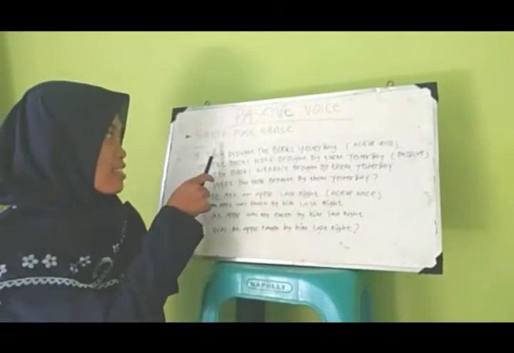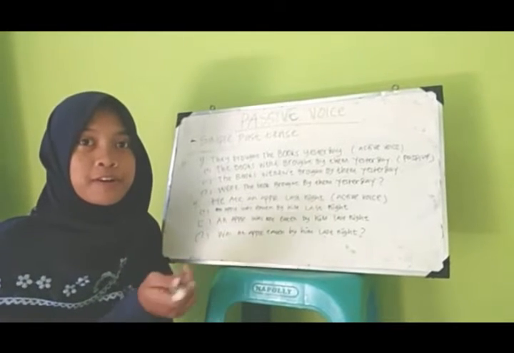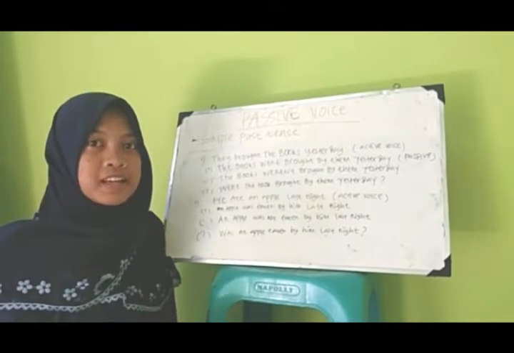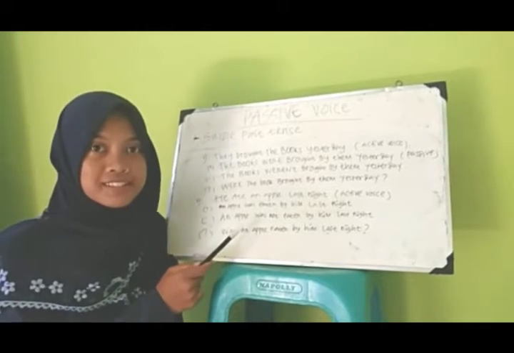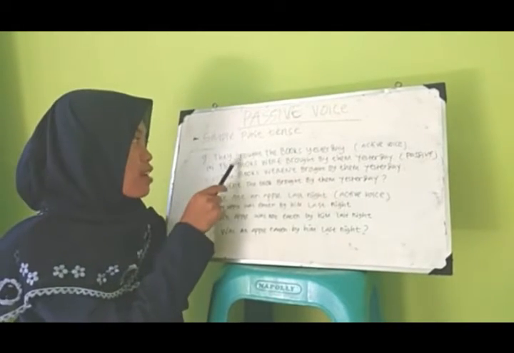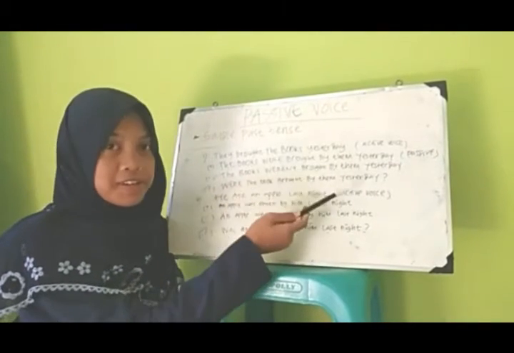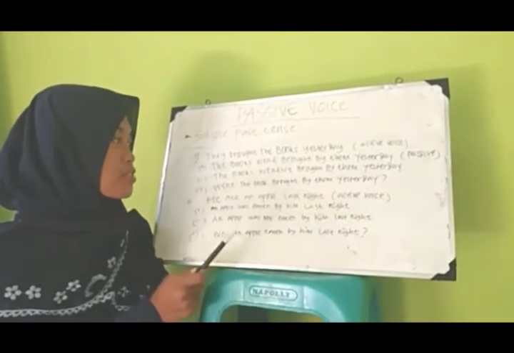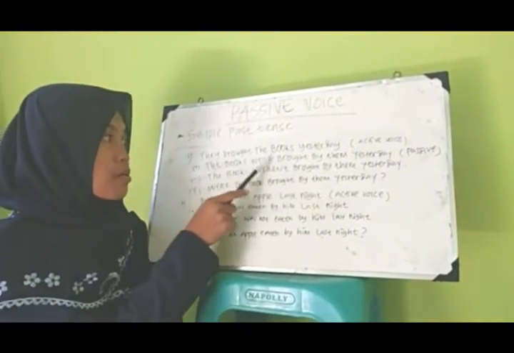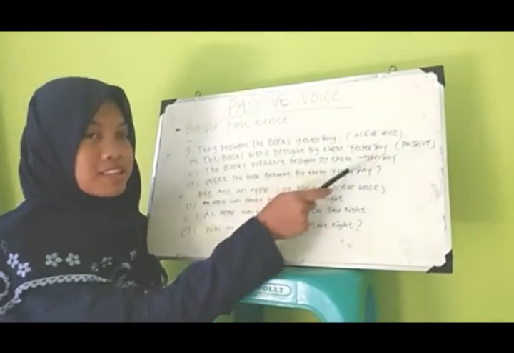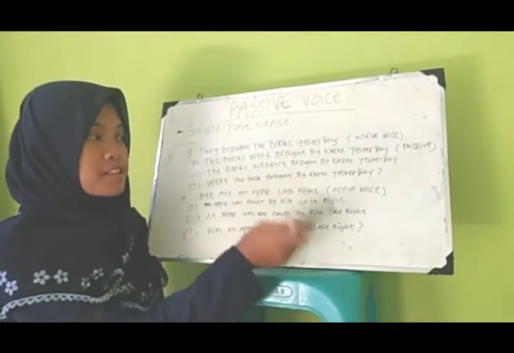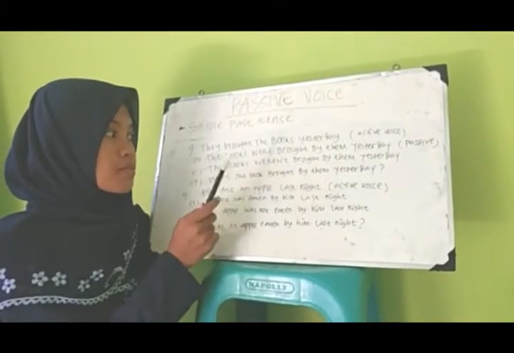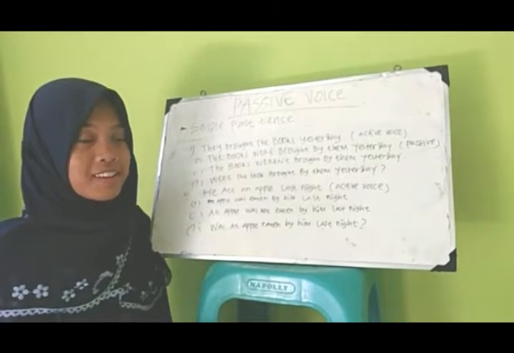Okay, and these are examples of past tense with passive voice in positive, negative, and interrogative sentences. Number 1. They brought the books yesterday. Active voice. And the passive voice is: the books were brought by them yesterday. The books weren't brought by them yesterday. Were the books brought by them yesterday?